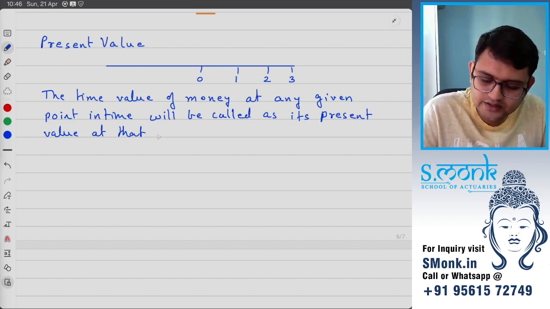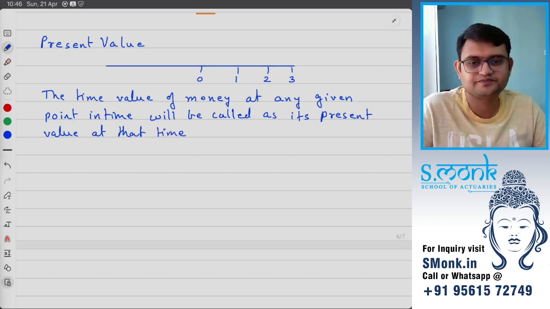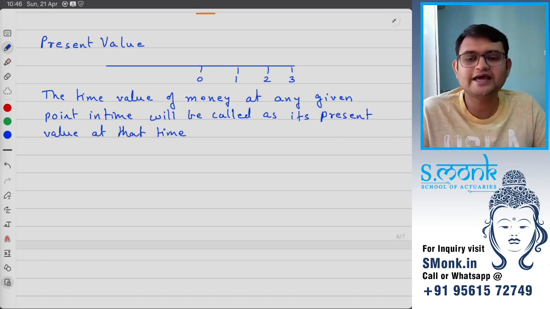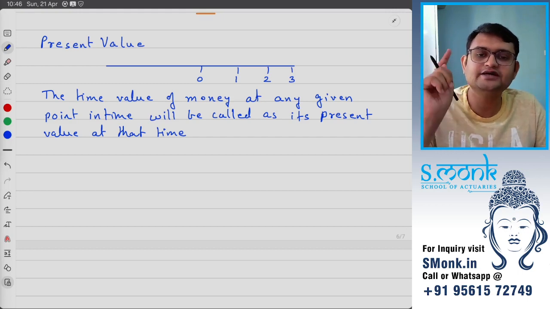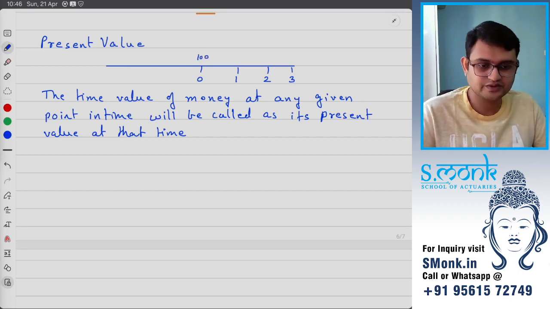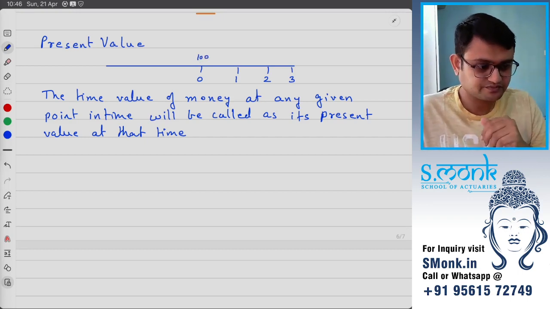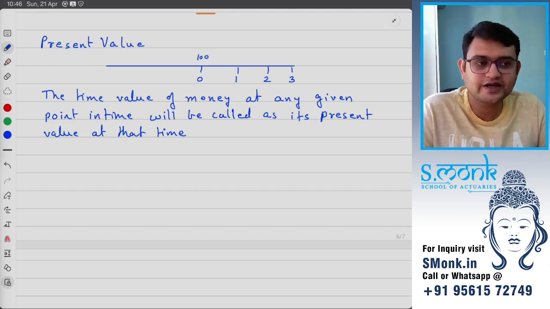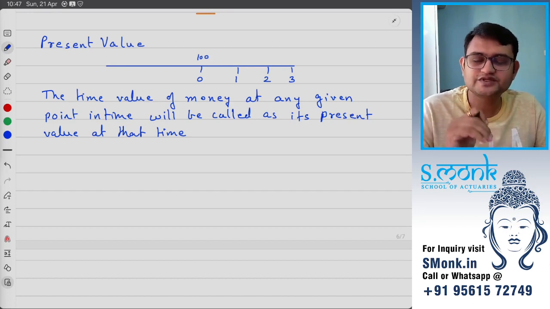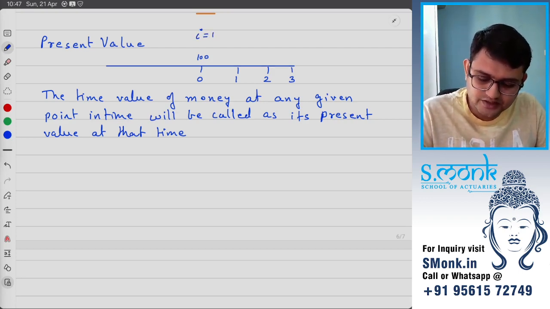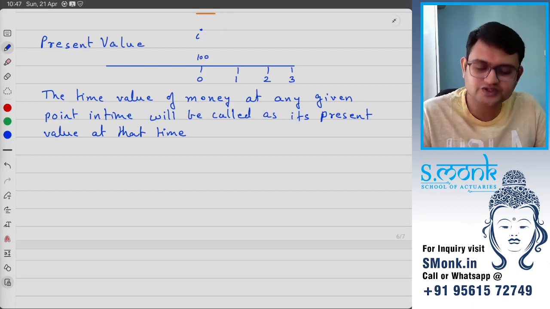At that time. Okay, so the time value of money at any given point in time will be called its present value at that time. So simply, let's say if I invest 100 rupees today, let's say that you all join S.MONK and I receive a salary because of that, 100 rupees as salary. I invest that 100 rupees salary today in the bank account, that is giving me some percentage rate of interest. Let's say I is 10%, or we'll not just write percentage for now.